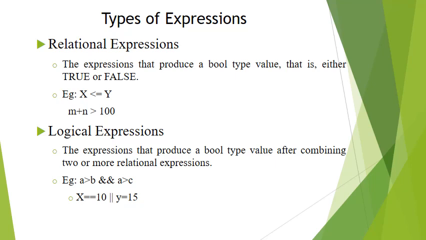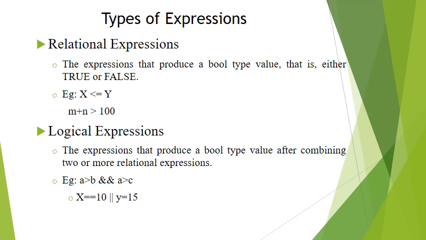The value of this expression will be true if the value of a greater than b and a greater than c. Suppose a is less than b and a greater than c, then the value will be false. The second example is x equal to 10 or y equal to 50. Whenever the value of x equal to 10 or the value of y equal to 15, this expression will produce a value true.